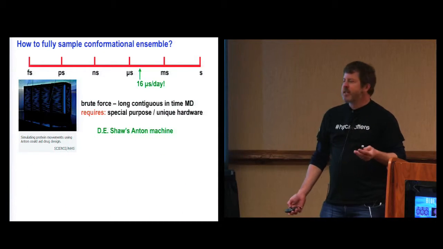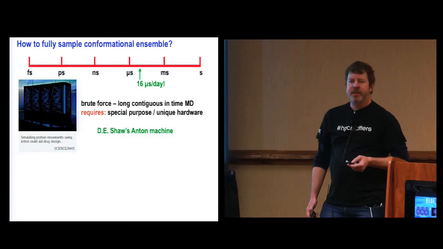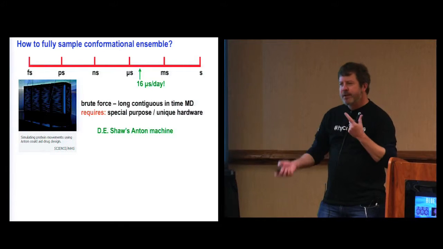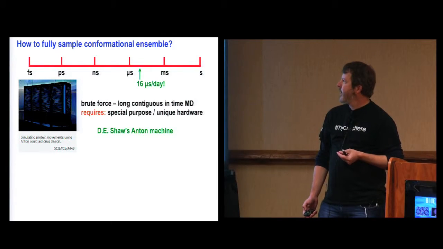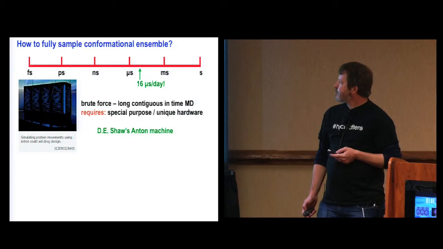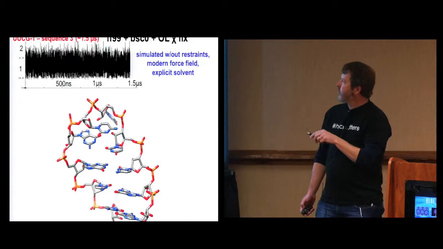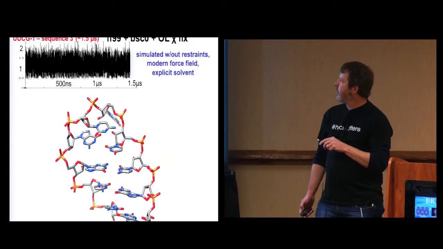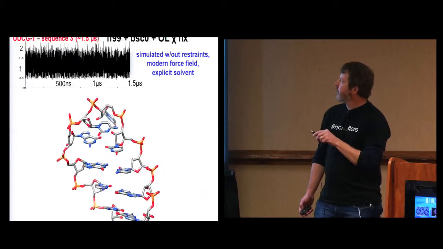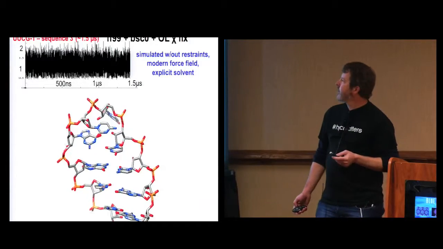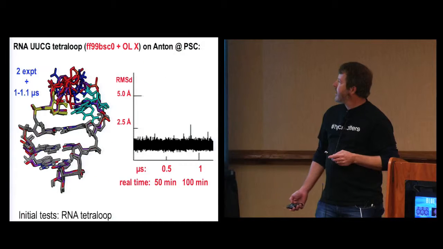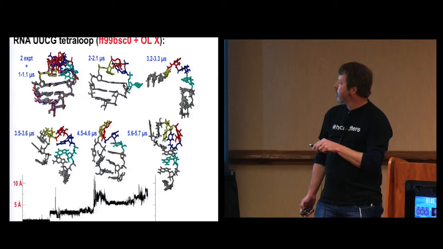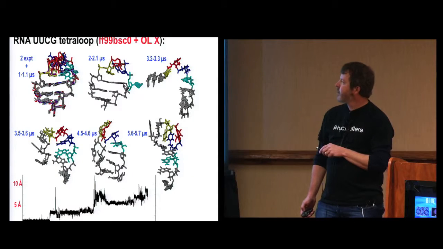And we could sample these in various different ways. We could use, like, David Shaw's Anton machine, which can do 16 microseconds worth of movement or dynamics of one of these molecules in a day, super fast. And if we look at this RNA tetraloop, which is super stable, I ran these simulations probably about a decade ago now for a microsecond and a half, and it looked like it was perfectly stable. That took like 6 months. When we went to Anton, I got the same microsecond in 100 minutes on that resource, but it blew up in the simulation because the force field had issues.